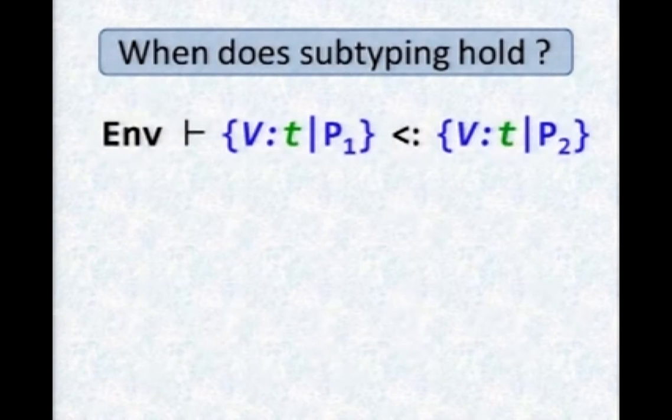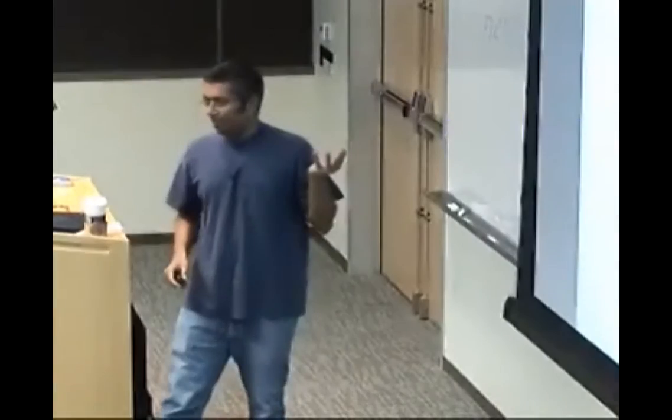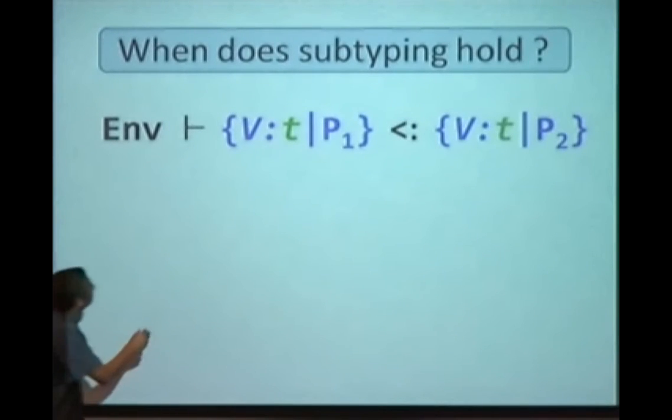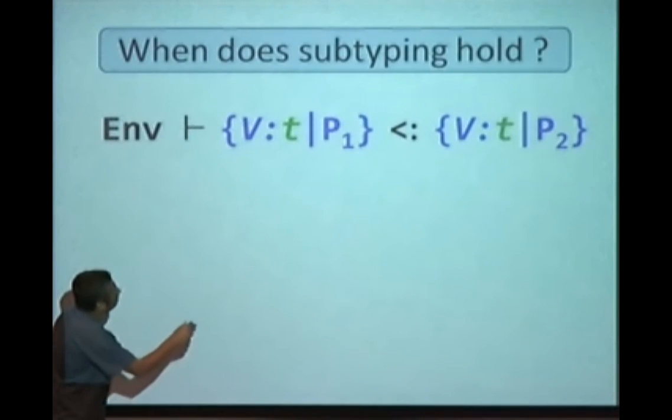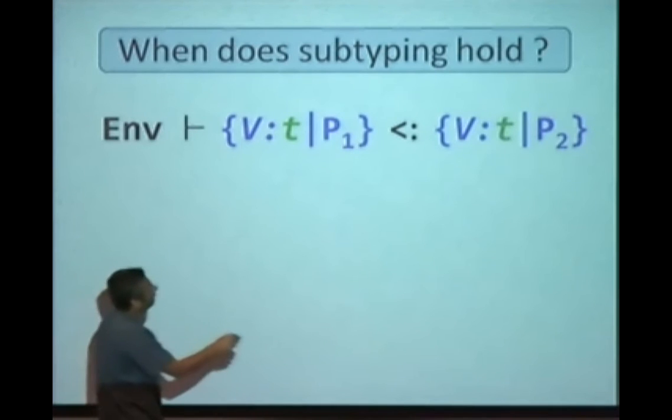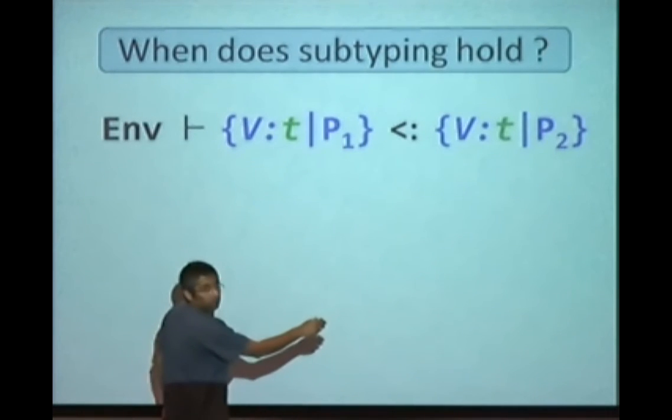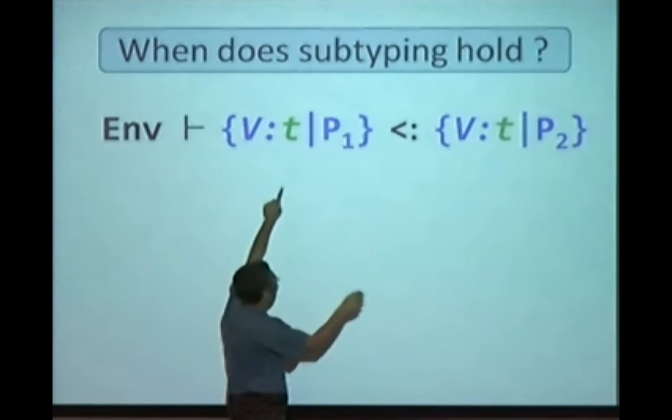Before we think about solving these flow constraints, let's just ask ourselves, what does it mean for a particular subtyping relation to hold? When is it that in some environment env, some type v of type t such that p1 holds is a subtype of v of type t such that p2 holds? Okay, so notice, by the way, that these two t's must be the same.